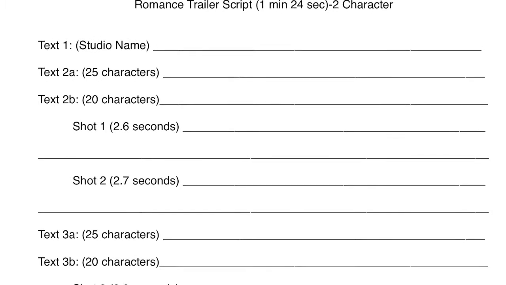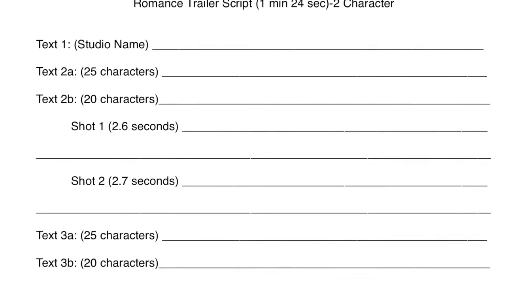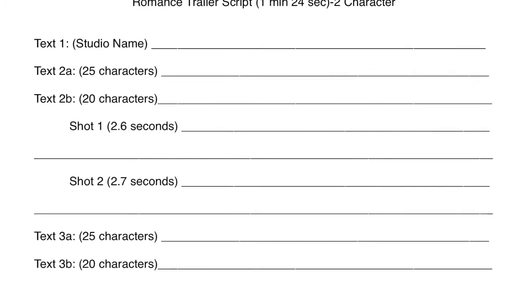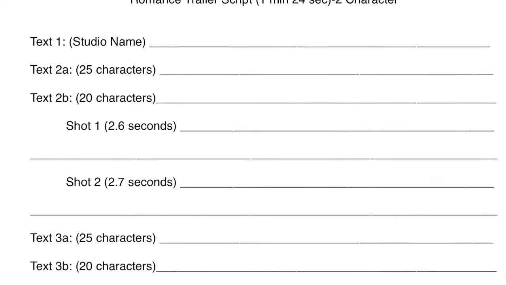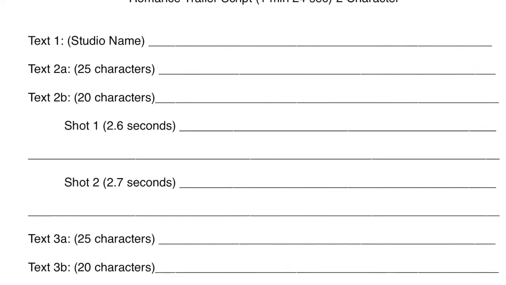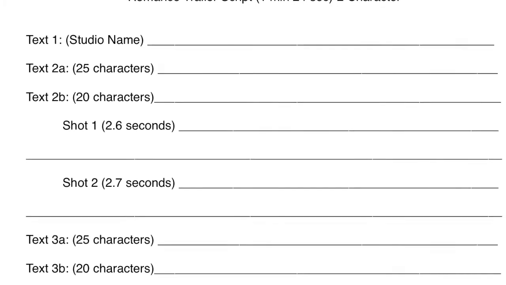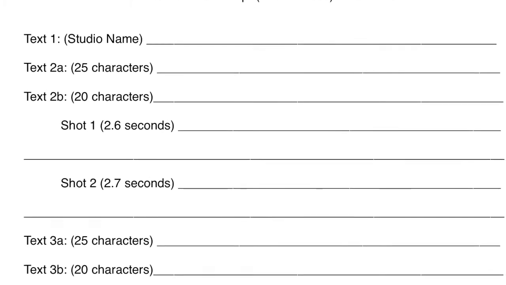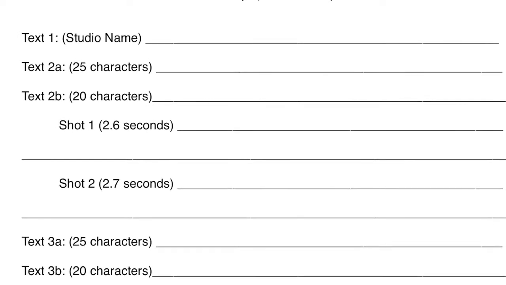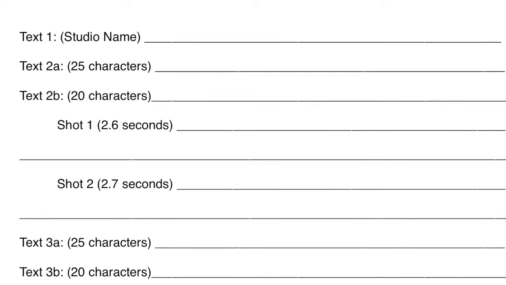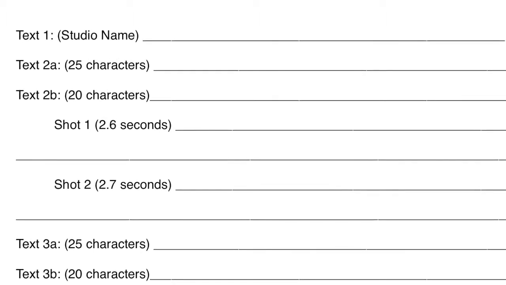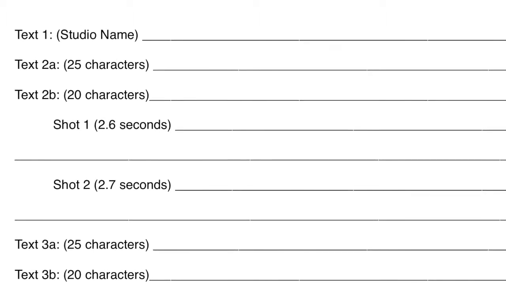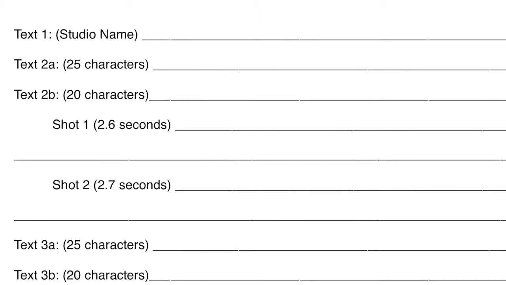Where it says text 2A, text 2B, whenever there's an A, a B, that means there are two lines of text on that screen. Then where it says shot 1, 2.6 seconds, that's how long that shot can be. That can't be changed. And the location of the shot can't be changed. Shot 2 is 2.7 seconds. Then there's another text section, 3A and 3B.